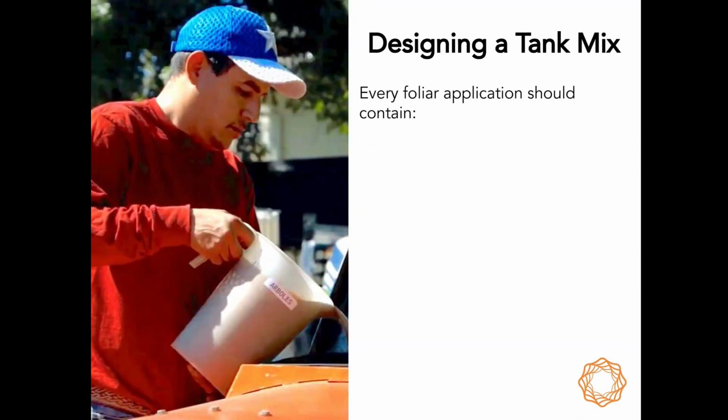So when we think about designing a tank mix, there are a number of ingredients that every well-designed foliar should contain. The first, and by far the most important, is clean water. You can substantially reduce the performance of a foliar application by not having clean water. And I'll speak in a moment about what defines clean water. Secondly, it should always contain a spreader sticker or a surfactant to make sure that we have good adherence to the leaf surface.